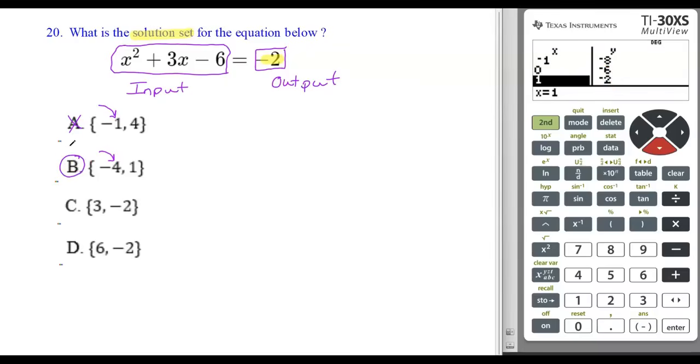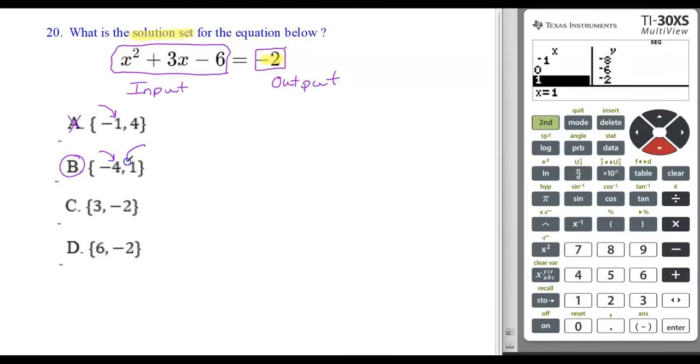Now you can move on if you want to. I want to explain one thing so you understand this. What this is really saying is if I plug in -4 for x here, I will get out a -2. In other words, -4 squared plus 3 times -4 take away 6 gives us a -2.